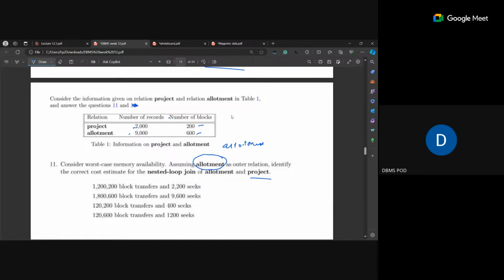I'm writing the number of block transfers will be NR into BS plus BR, where BS is the number of blocks in the inner relation, and BR is the number of blocks in the outer relation.